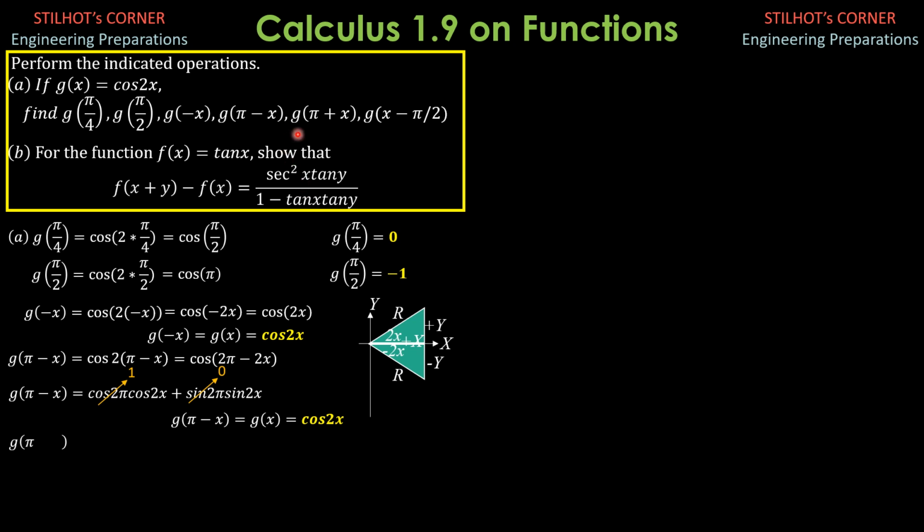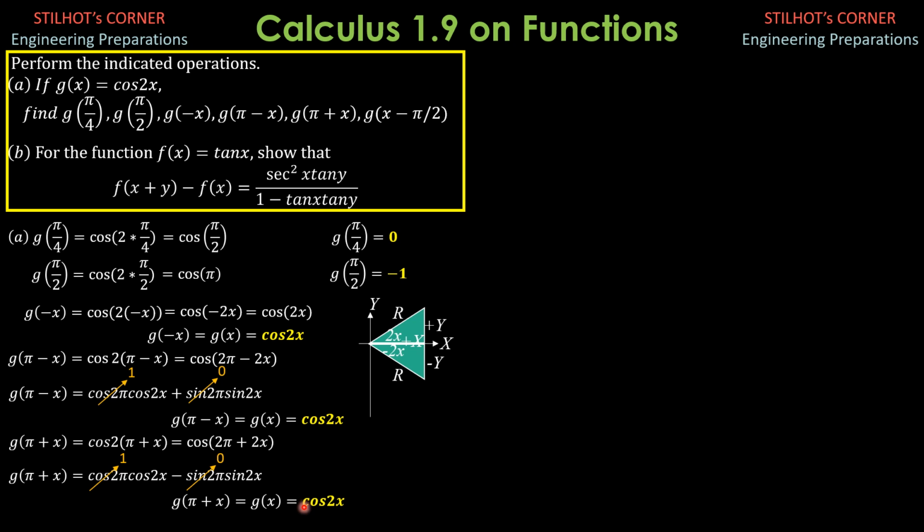Next, g of pi plus x. So it is cosine of 2 times quantity pi plus x. So it is cosine of 2 pi plus 2x. And the expansion is cos cos minus sin this time. So cosine of 2 pi cosine of 2x minus sine of 2 pi sine of 2x. Since sine of 2 pi is 0 and cosine 2 pi is 1, it is still cosine of 2x. So g of quantity pi plus x is cosine of 2x, which is also g of x, the original.